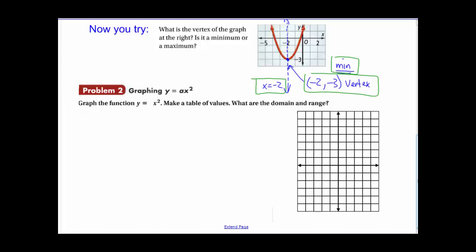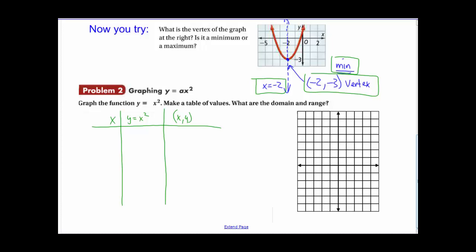We're looking at graphing y equals ax squared. We're going to graph the function y equals x squared. We need to make a table of values, and then find the domain and range. The way we can start is to draw a table of x's. We have y equals x squared, which is what we're plugging into, and then we're going to find some points to graph.